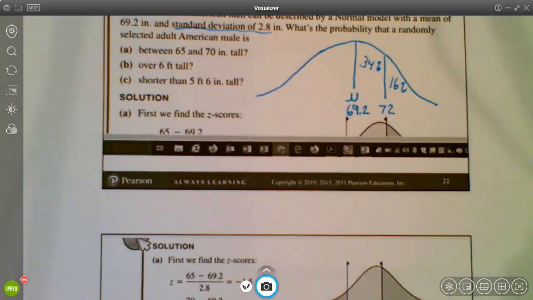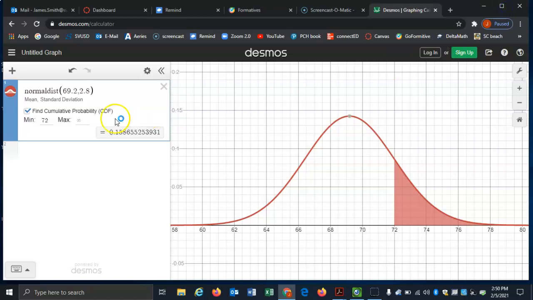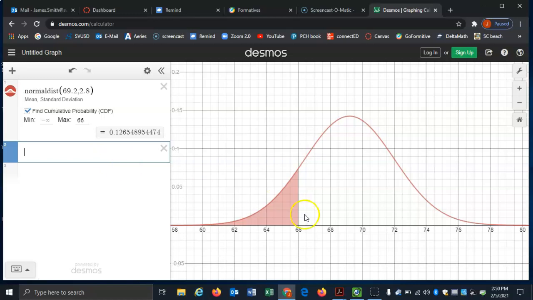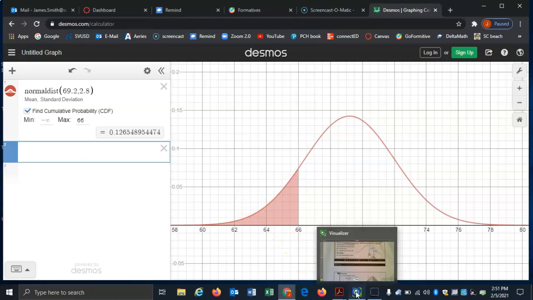Throw that one into Desmos real quick. So again, I wanted you guys to see that if you get rid of this number, the default is negative infinity. So I don't even have to put that in. I'm just going to put in my upper boundary, and there it is. So there's my percent. Gives me the graph. Piece of cake.